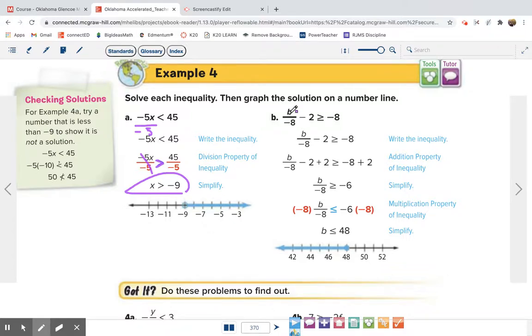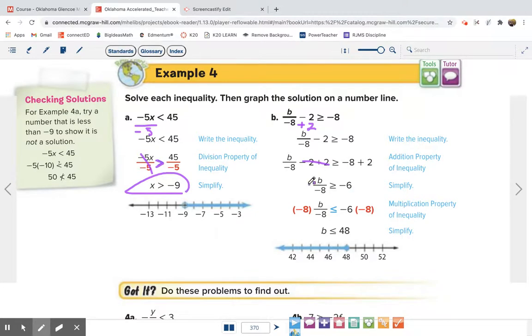On B, this says b divided by negative 8 minus 2 is greater than or equal to negative 8. The first thing we would do, like always, is get rid of the 2 by itself. So we would add 2 to both sides. When we do that, it cancels from this side. I'm left with b over negative 8. Negative 8 plus 2 is negative 6.